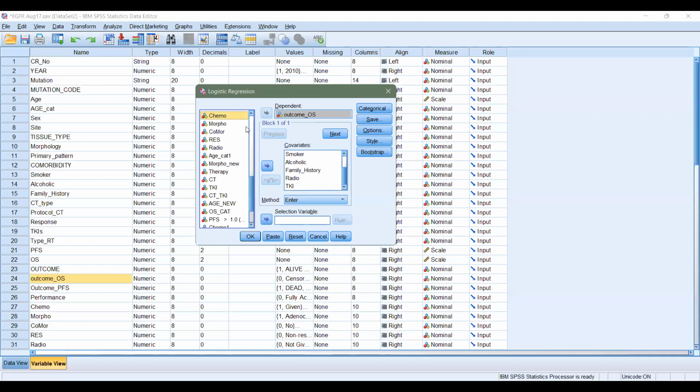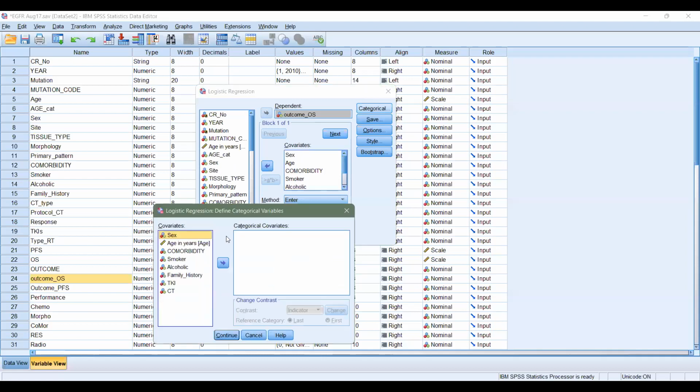So let's put it now here in the logistic regression. It is very important: if you have a categorical variable, you have to mention it here, in the category. Otherwise, it is going to be considered a continuous variable and your values will be different, which is not correct.